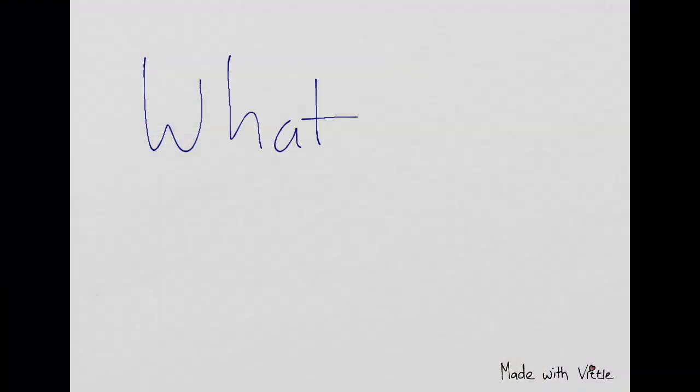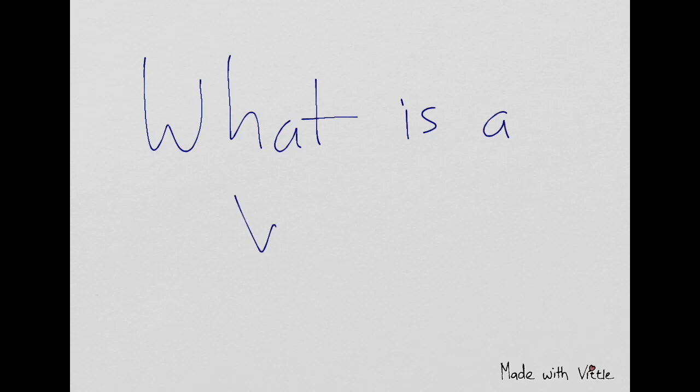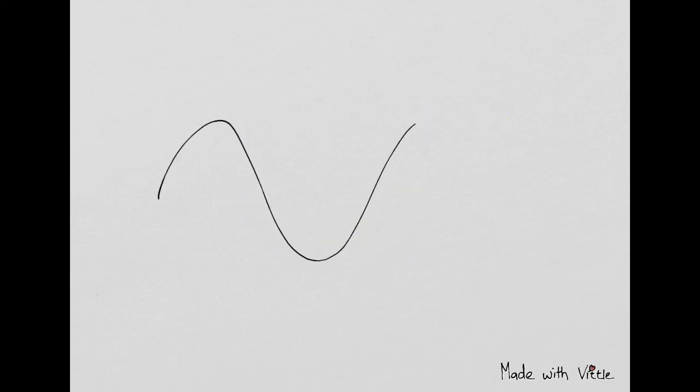What is a wave? A wave can be described as a disturbance that travels through a medium, transporting energy from one location to another without transferring matter. To help better understand what a wave is, let's see some examples of the different parts of a wave.